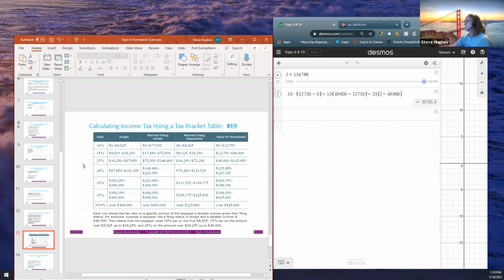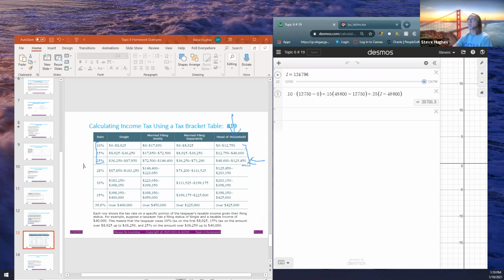Louis V is head of household, so we are in this column right here, looking at head of household. How much did he earn? He earned $124,769. That means he's in this category. Why? Because he earned less than 125,450. He earned 124, which is just a little below this, so I need to use these 3 rows for my tax calculations.